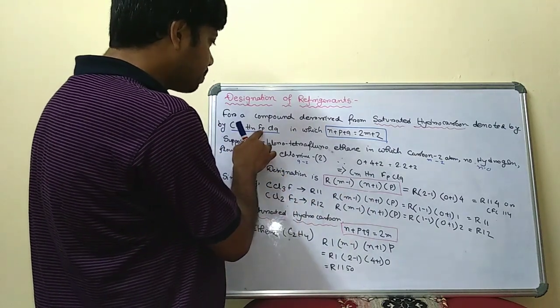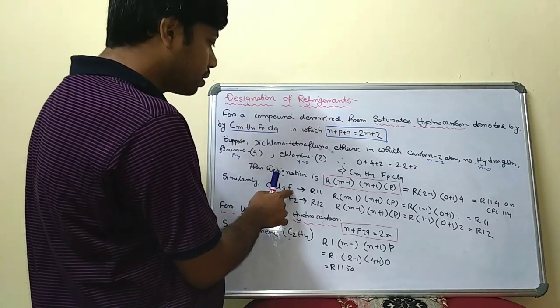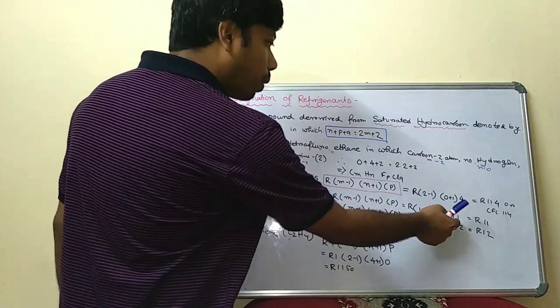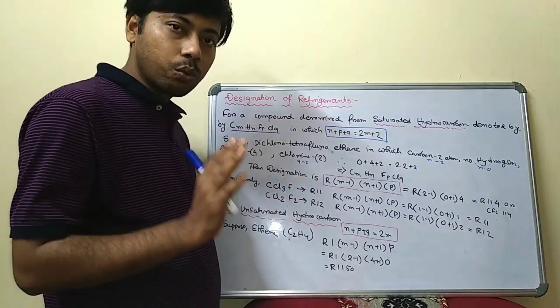P, what does P suggest? P suggests the number of fluorine atoms. F is 1 here, so P is equal to 1. Similarly, we can write it as R11.